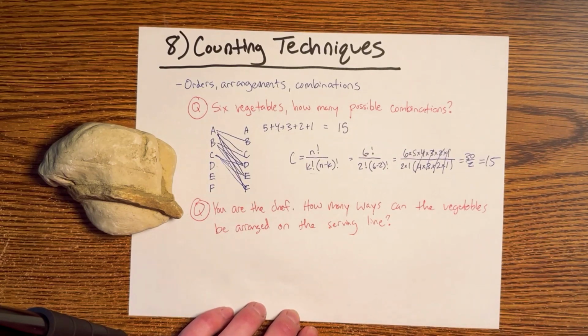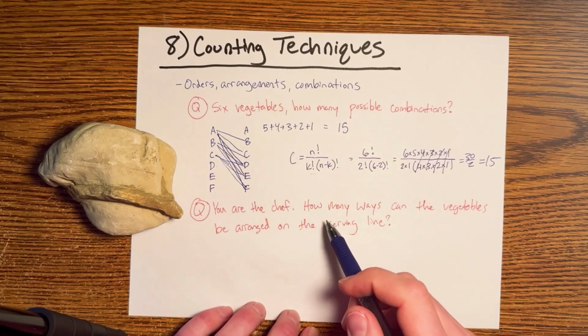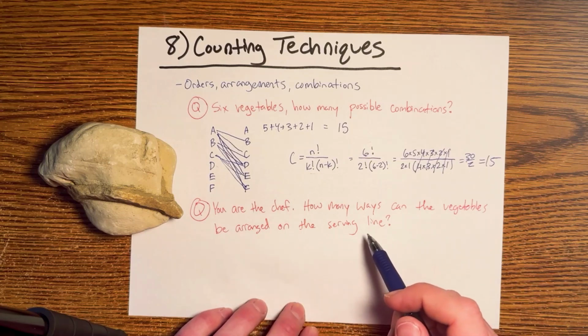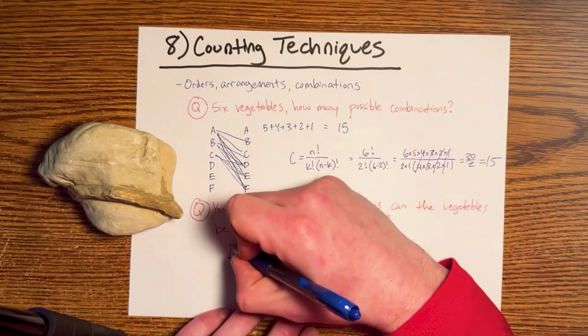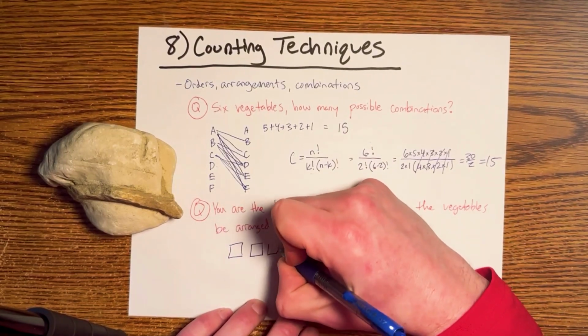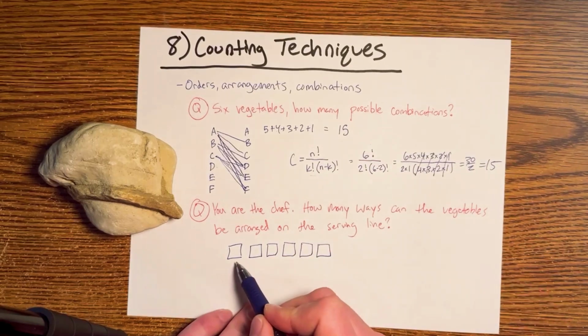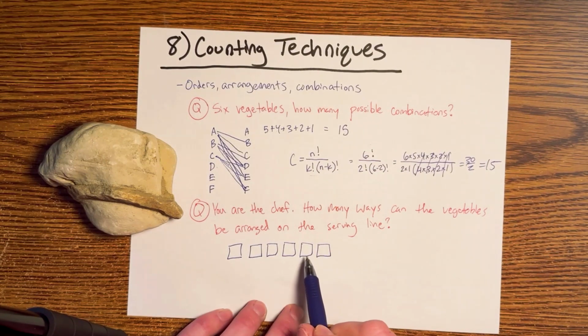Another example to build off the previous problem, say that you're the omelet maker, you're the chef, and you're placing the 6 different vegetables in the serving line. How many different ways can you arrange those vegetables? So you'll have 6 places. Let's say that you can actually place the vegetables. And so you have 6 places, 6 vegetables. How many different ways can you arrange the vegetables?